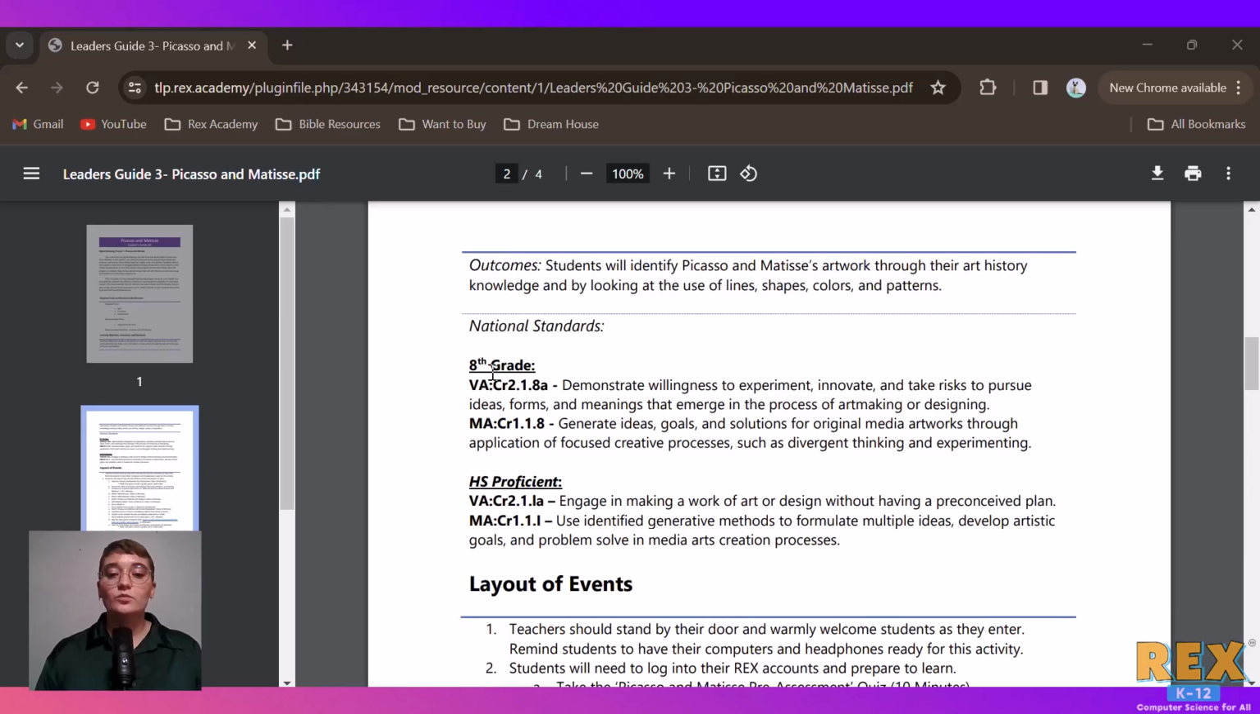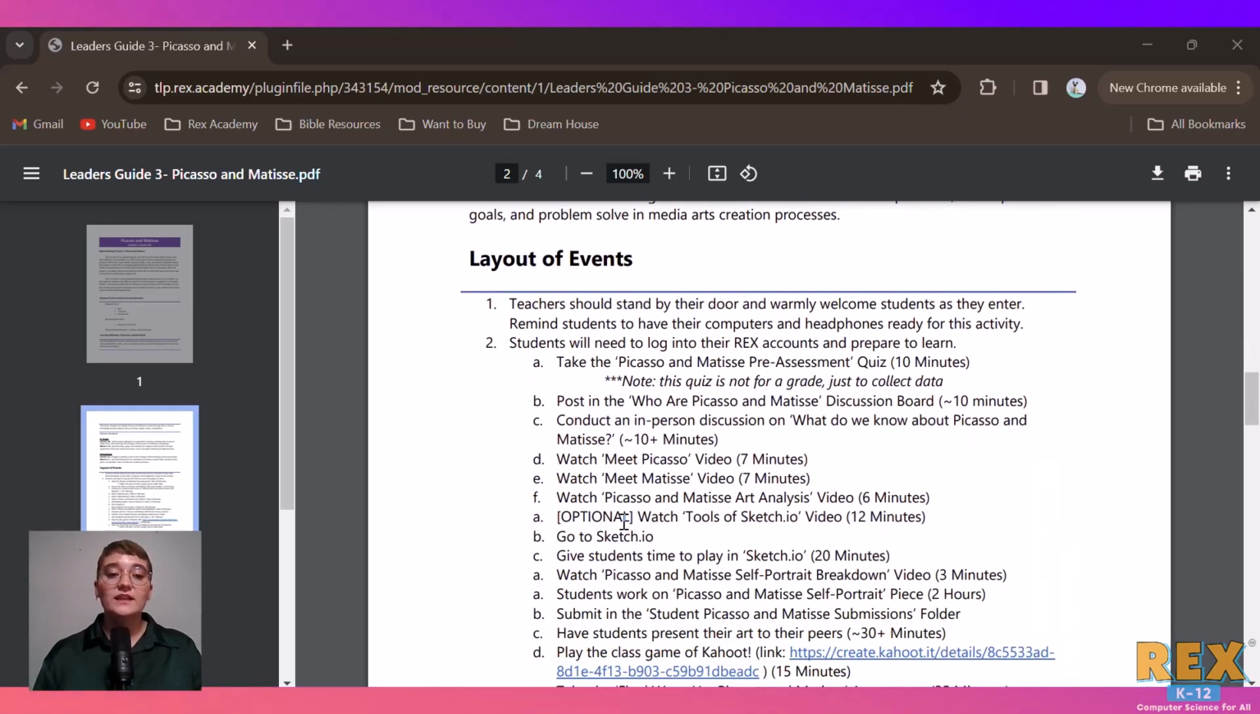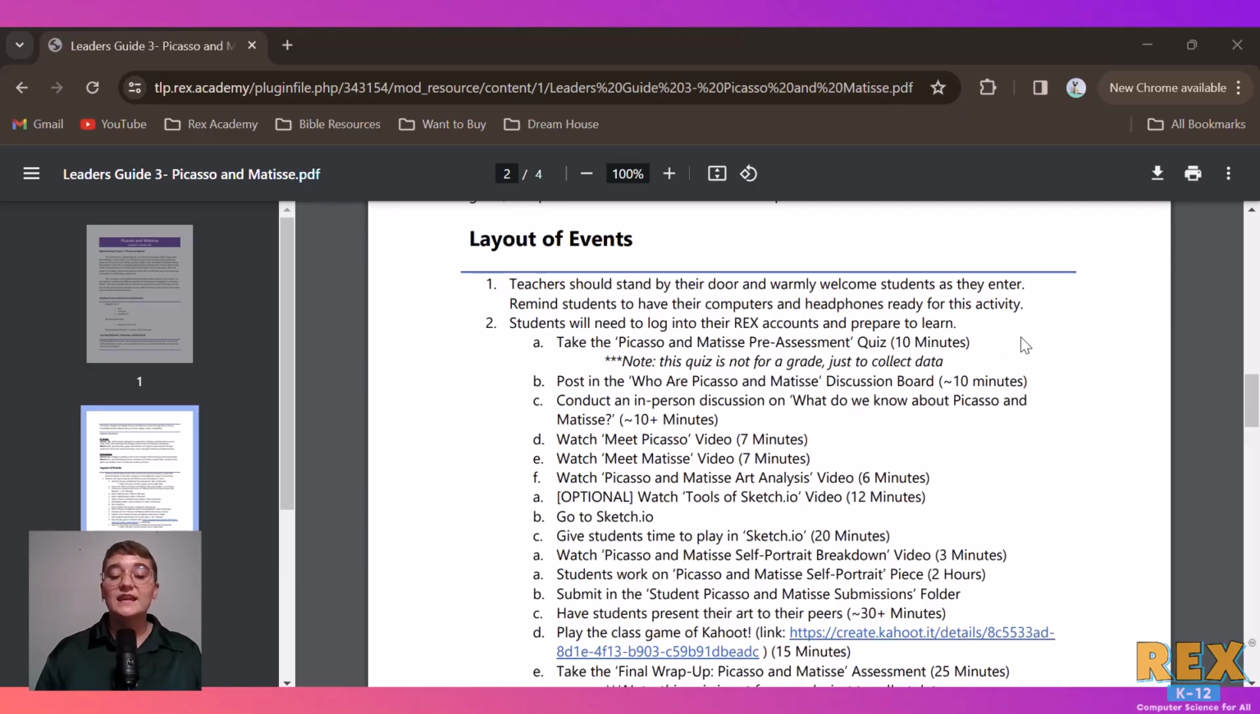Each lesson will be aligned with one 8th grade National Visual Arts Standard, one 8th grade National Media Arts Standard, one high school proficient visual arts standard, and one high school proficient media arts standard, meaning that all lessons in this course are suitable for both 8th and 9th grade students.